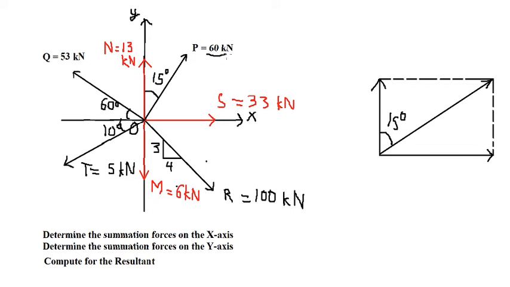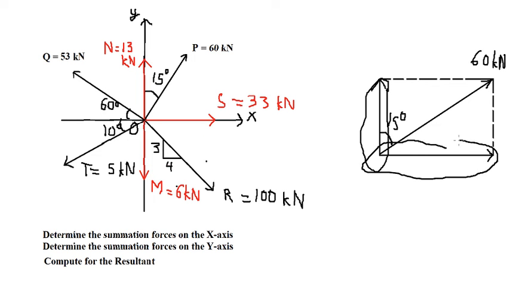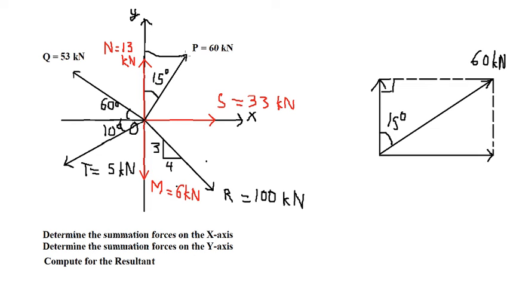We know that this one is about 60 kilonewtons. We want to find this vector in here, which represents the x-axis, and this vector in here, which represents the y-axis. To do this, we can put the right angle in here because this is a right angle.